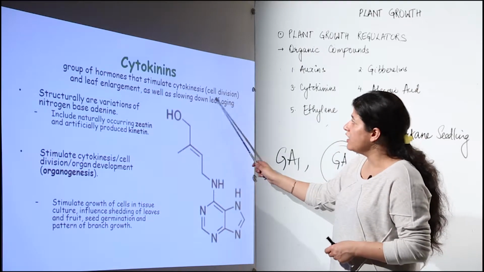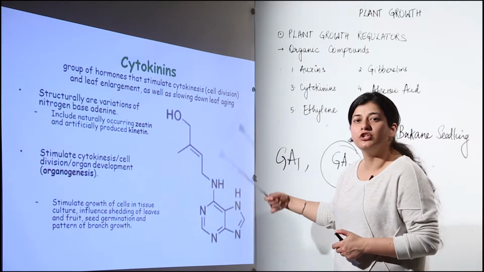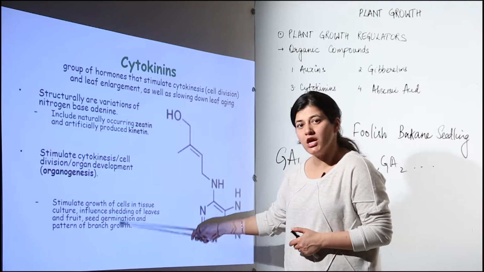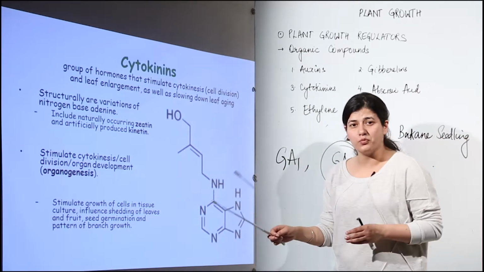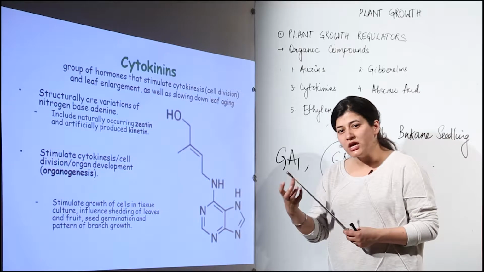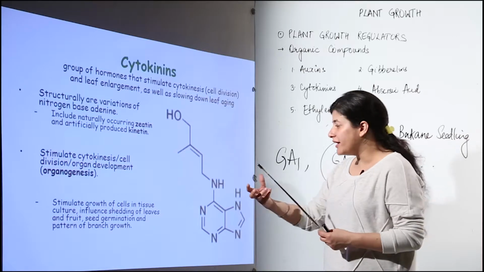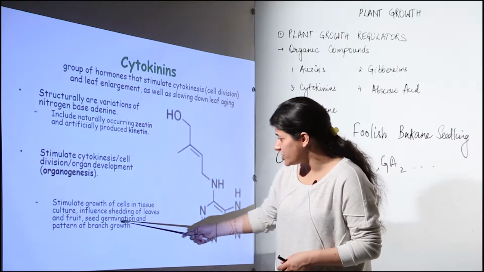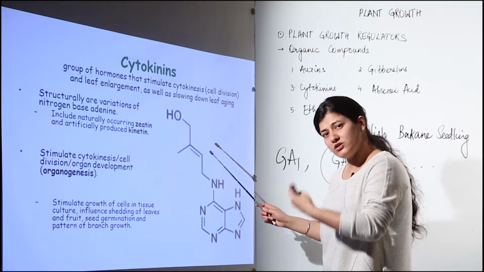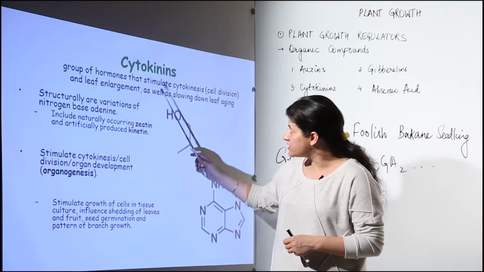We discussed that they stimulate cell division, so they result in the formation of new organs and new cells, and they stimulate the growth of cells in tissue culture. So this hormone is very important for those who perform micropropagation and tissue culture, where they produce new plants by taking a single tissue from a plant and giving rise to new plantlets. Another one is influencing the shedding of leaves. Because they do not bring aging to the plants, they give rise to new organs, so the shedding of leaves would decline in the presence of this hormone.